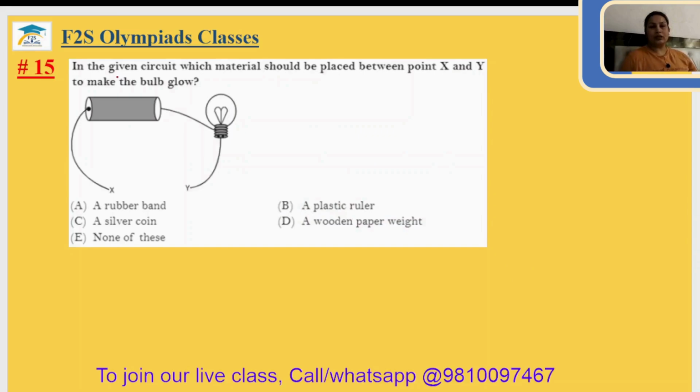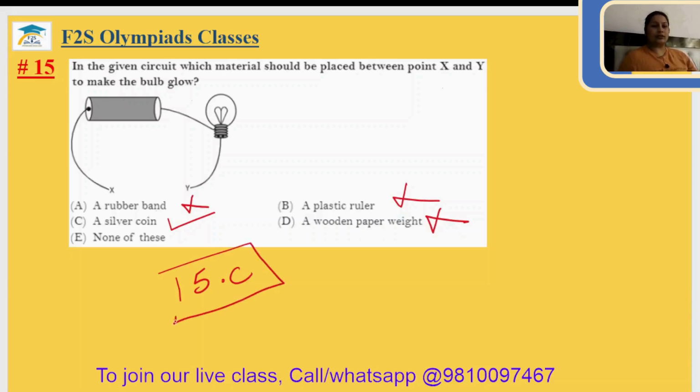Question number 15. In the given circuit, which material should be placed between X and Y to make the bulb glow? So the material should be a good conductor of electricity. Rubber band, bad conductor; plastic ruler, bad conductor; silver coin, good conductor; wooden paperweight, bad conductor. Option C will be the correct answer because a silver coin can conduct electricity, and due to this the bulb can glow. The power can reach the bulb.